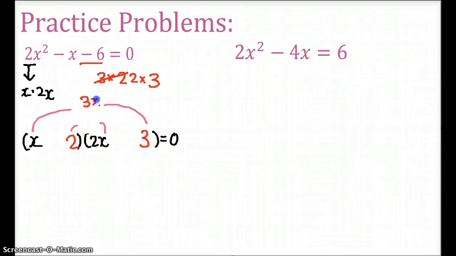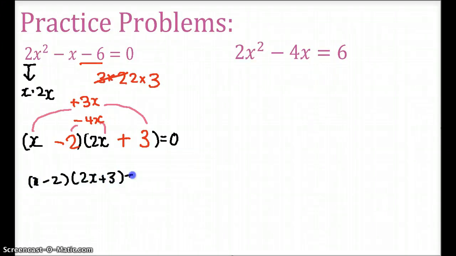So we have 3x on the outside and 4x on the inside. And it turns out that this does work because we just need to do negative 4x plus 3x. So we get the negative sign here and the positive sign here. So now I'm going to rewrite this just to make it neater. So it's (x minus 2)(2x plus 3) equals 0.